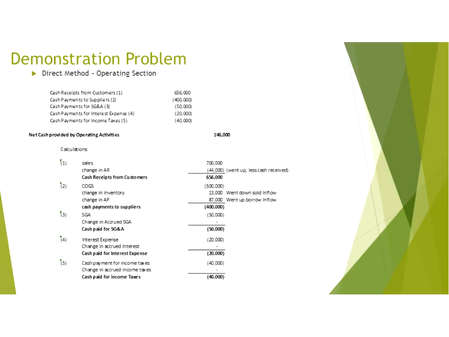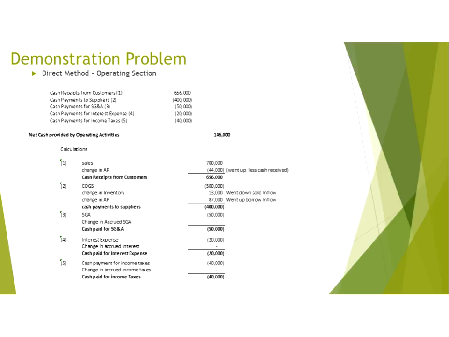You can look at the sales that will be included on the income statement, $700,000. And then we're going to need to make an adjustment for the change in accounts receivable. The change in accounts receivable went up year over year, $44,000. So we're going to need to subtract that from the $700,000 in sales to get a net cash receipt from our customers of $656,000. That's going to show up as a positive number in the operating section under the direct method.